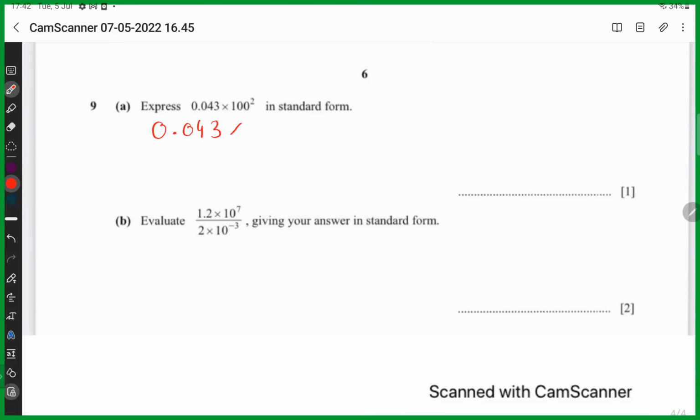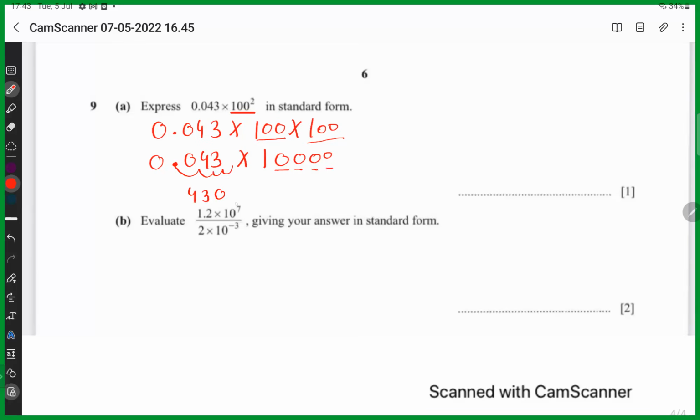So first of all, I'll write it down as 0.043 multiplied by 10 squared. So 10 squared means 10 multiplied by 10. I can write it as 0.043 multiplied by 10 multiplied by 10, which would give you 10,000. Now this is the decimal. We have 1, 2, 3, 4 zeros. So I can move the decimal 4 units to the right. 1, 2, 3, 4. So it would become 430.